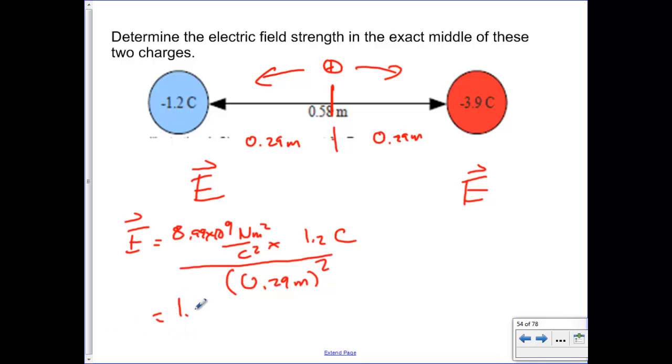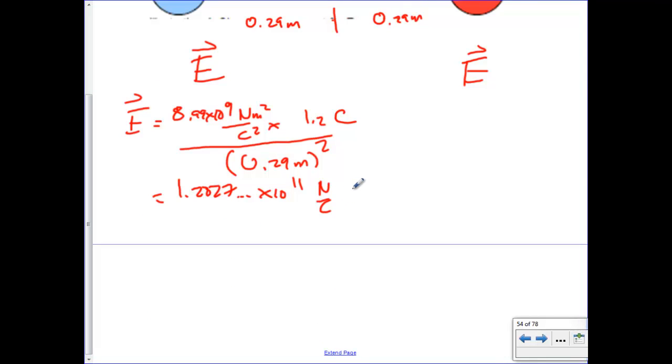I got 1.2827 times 10 to the 11. In terms of direction though, this would have been pulling it that way, so I guess left. Does that make sense? However, there is another electron which would pull something to the right.